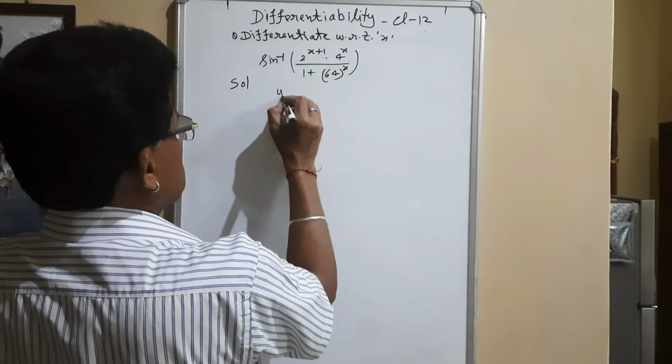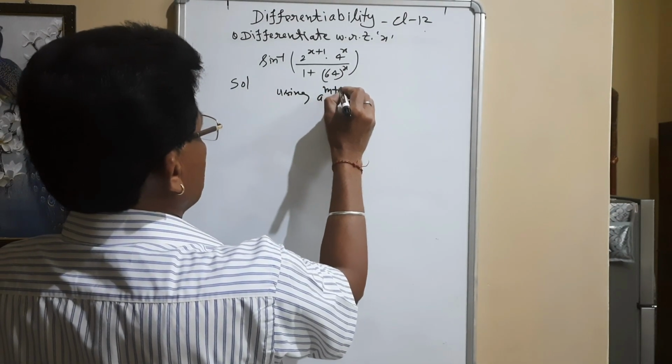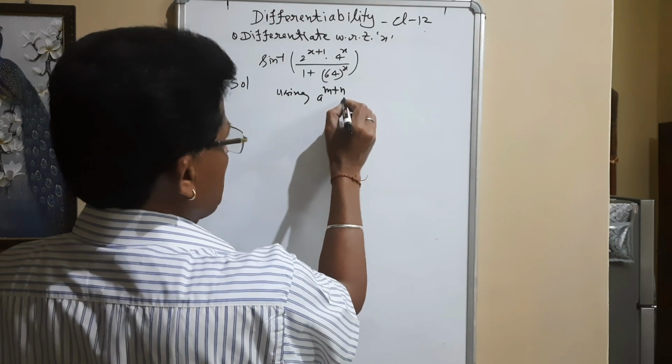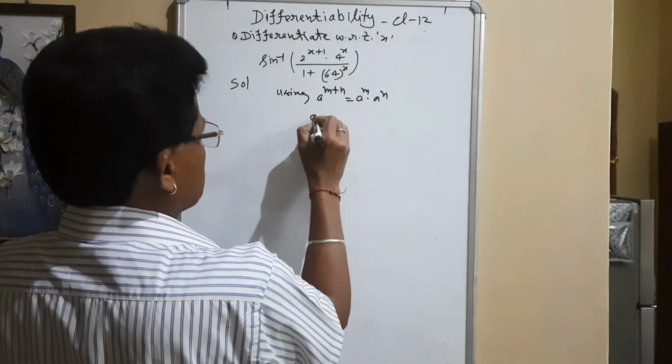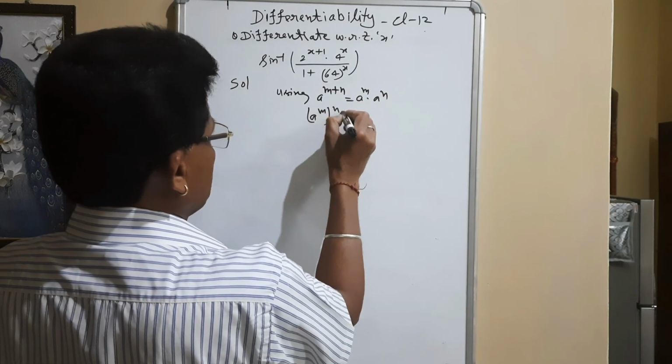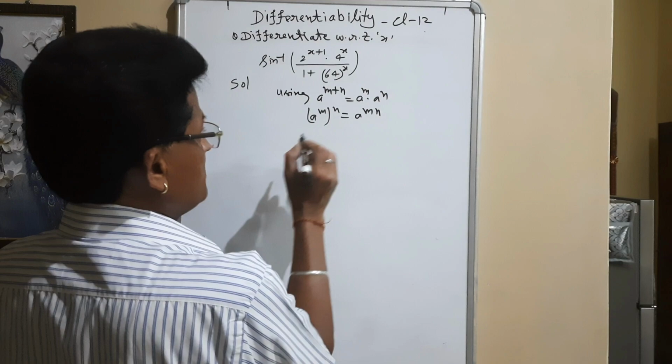Let us see. But first of all, I will use the conditions. a to the power m plus n will be equal to a to the power m into a to the power n. Second case, (a to the power m) to the power n will be equal to a to the power mn. The power will be in the multiplication form.